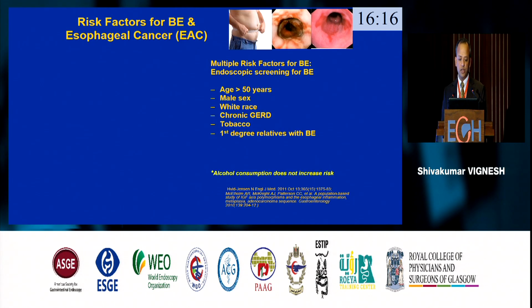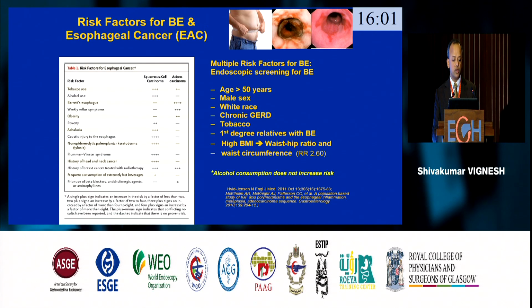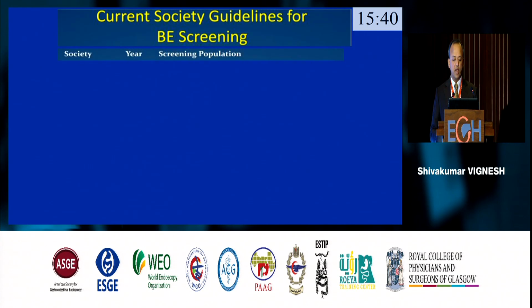What about the risk factors? If you have multiple risk factors, we will consider screening, and I'll go into the guidelines. The risk factors are age over 50, male sex, white race, chronic GERD, tobacco use, first-degree relative with Barrett's, and high BMI. And the waist-hip ratio and the waist circumference correlate well with, or increase, the risk. This table contrasts the risk between squamous and adenocarcinoma, and as you can see, some risk factors such as Barrett's and weekly reflux symptoms are specific for adenocarcinoma, whereas others, such as radiation after breast cancer, are a common risk factor.